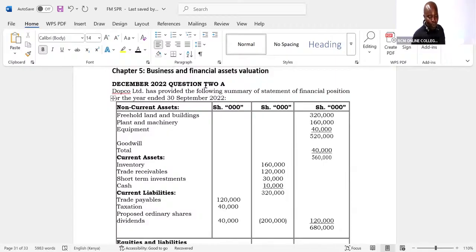So December 2022, question number 2A, you'll allow me to read. DOPCO Limited has provided the following summary of statement of financial position for the year ending 30th September 2022. We're given here non-current assets. You can see we have freehold land and buildings, plant and machinery, equipment, and goodwill, totaling 560,000. Our current assets are totaling 320,000. Our current liabilities come to 200,000. Those are current liabilities, all right?